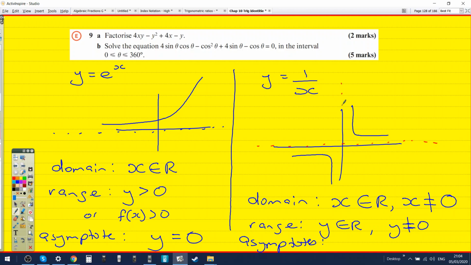What's the equation of the other asymptote? X equals 0. And so similarly, if you had y equals 1 over x minus 3, that's a transformation moving 3 to the right. And so the asymptote would be x equals 3. But the y wouldn't change. Yeah. Any questions about that? No, I think I get that.